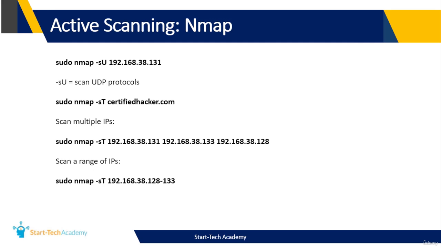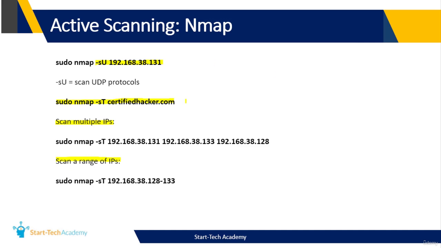Now, what if you want to scan the UDP protocol? For that, you will be using -sU. If UDP is running, that will be scanned, otherwise it will give you empty results. In the previous one, we already saw how we can use -sT and we got the output. And what if we want to scan multiple IP addresses or scan a range of IP addresses? We will discuss that as well in this video.